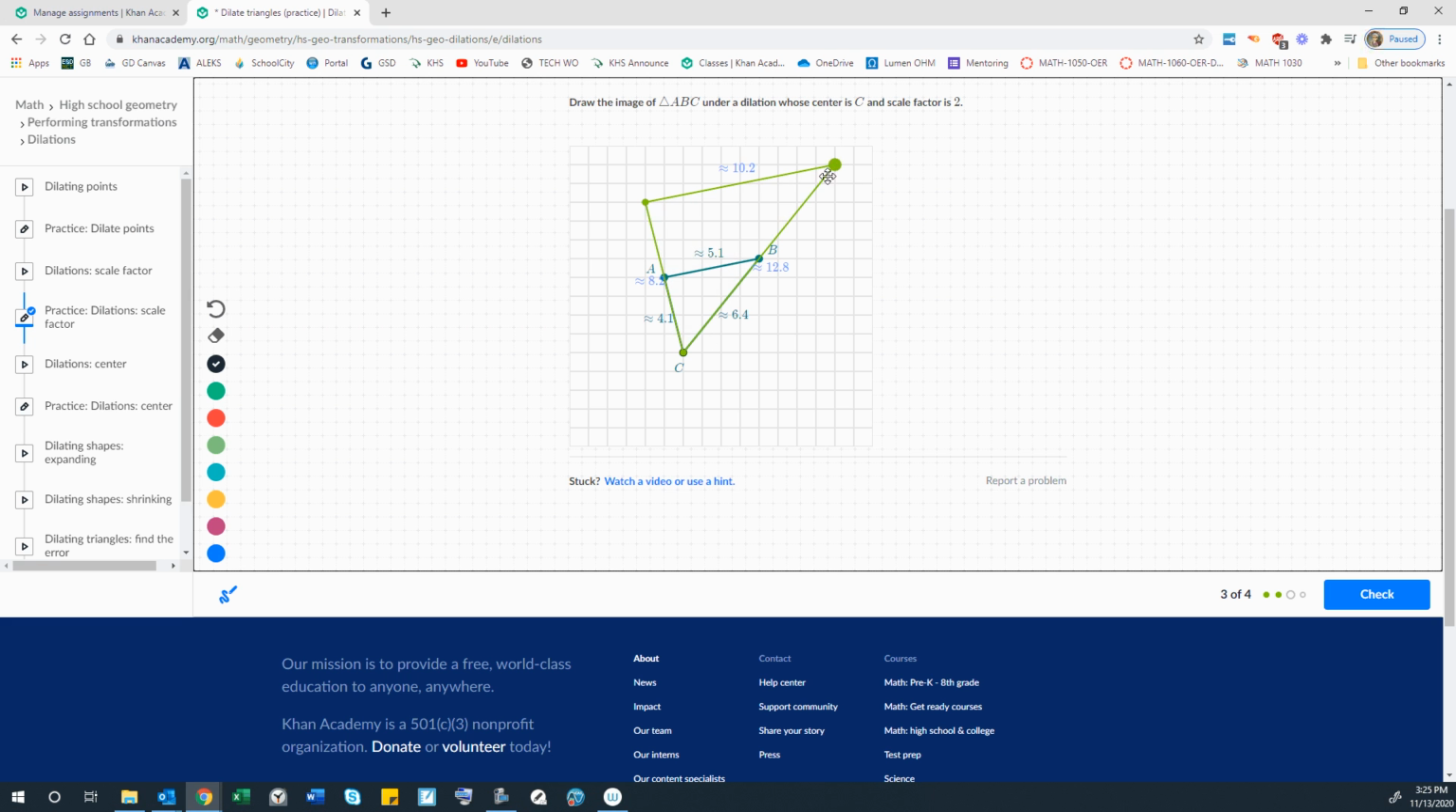And obviously these lines are both going in the same direction because they're actually just kind of on top of each other. So we have this smaller triangle, and then we have this larger triangle that's twice the size, and it's dilated from point C outward.